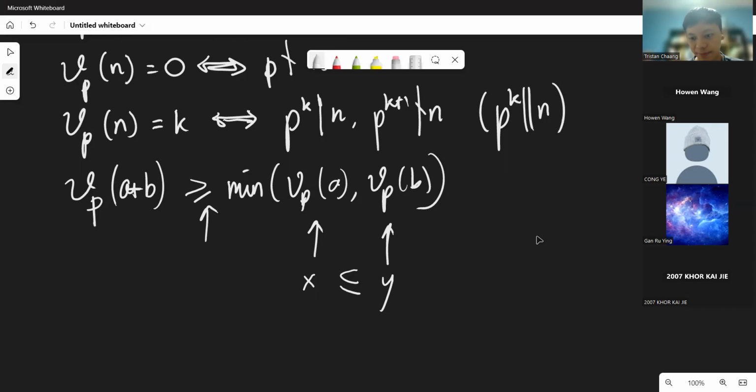So when a equals b, well, when a equals b, okay, yeah, but are they necessarily equal? Like v2 of 2x is actually v2 of x plus 1. A or b is not divisible by p. But what if we have p is 7 and then a is 3, b is 4? Both of them are not divisible by p, but then VP of 7 is 1 more than the minimum, which is 0.